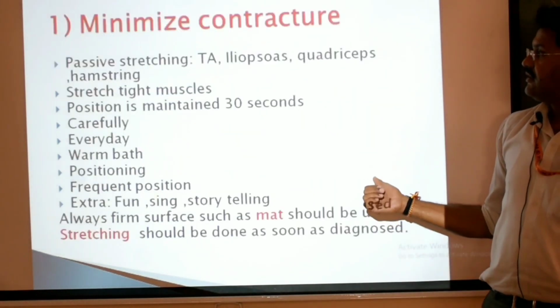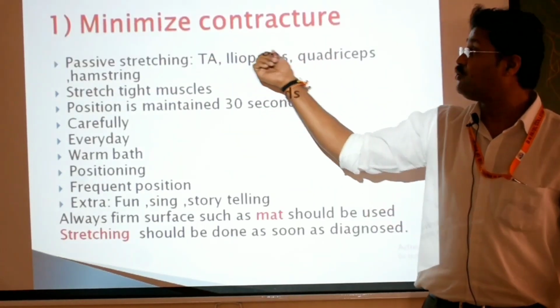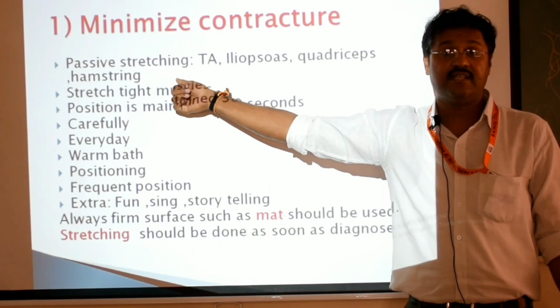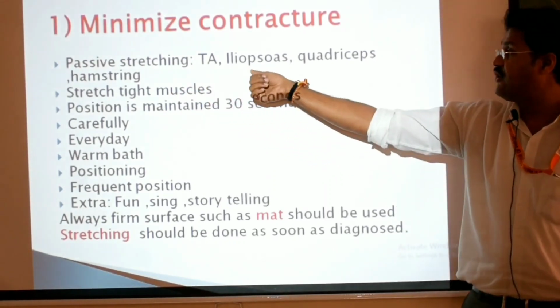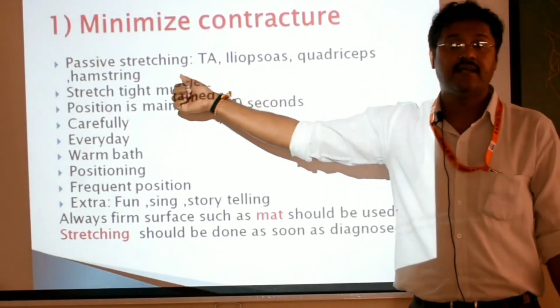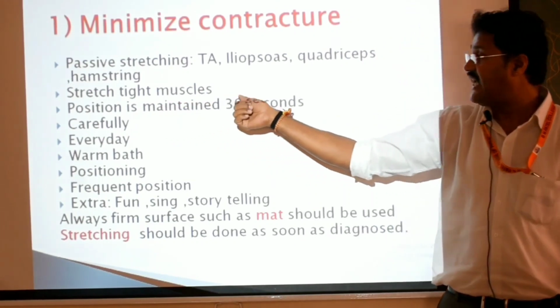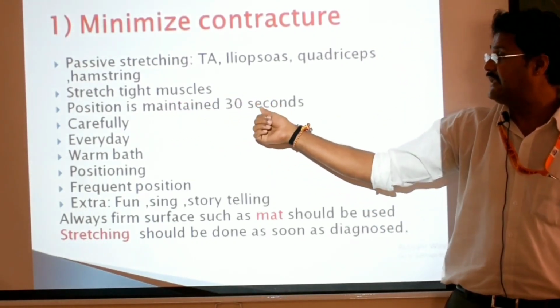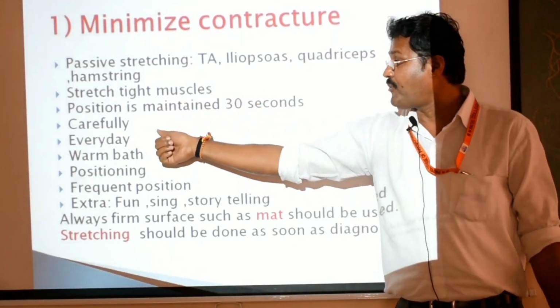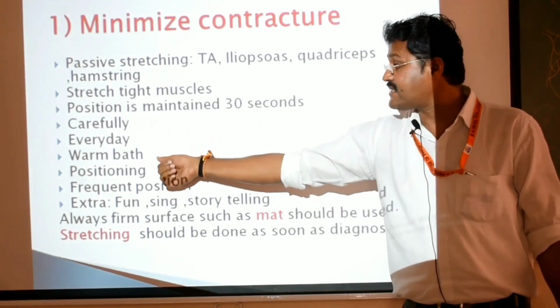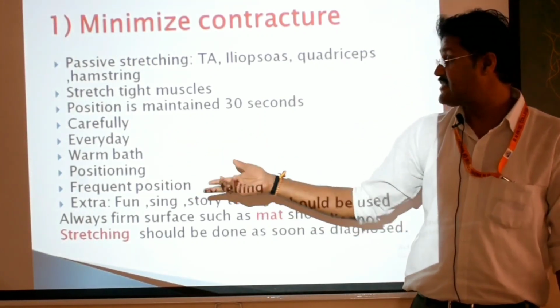Next. Now, first we minimize contracture. How do we minimize contracture? By giving passive stretching for tendo Achilles, psoas, quadriceps, and hamstring. Stretch tight muscles, and the position is maintained for 30 seconds. Carefully observe every day as we go to exercise. Warm bath if pain is present.